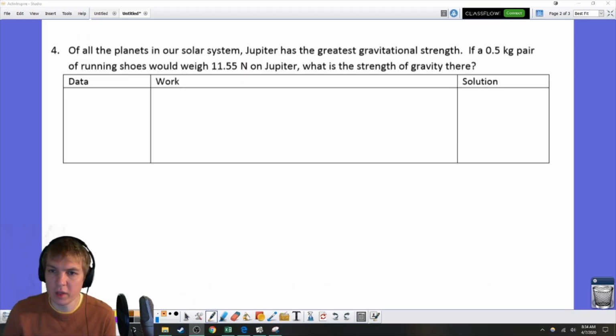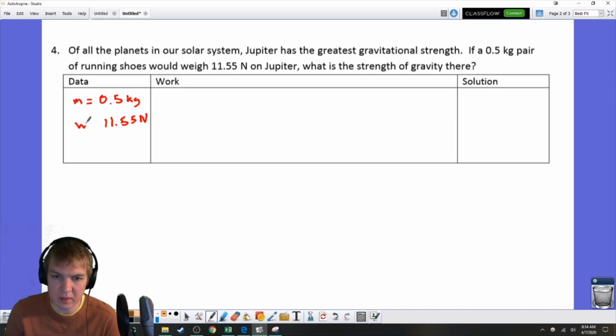Number 4 says, of all the planets in our solar system, Jupiter has the greatest gravitational strength. If a 0.5 kilogram pair of running shoes would weigh 11.55 newtons on Jupiter, what is the strength of gravity there? Okay, so we've got some pieces of information. We have 0.5 kilograms, and then 11.55 newtons. This is a measurement of mass, and then this is a measurement of force, but in this case, we're measuring weight. And then we're looking for gravity.